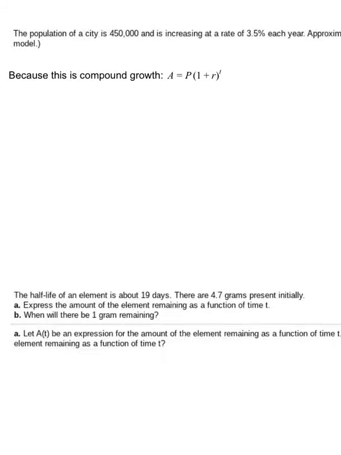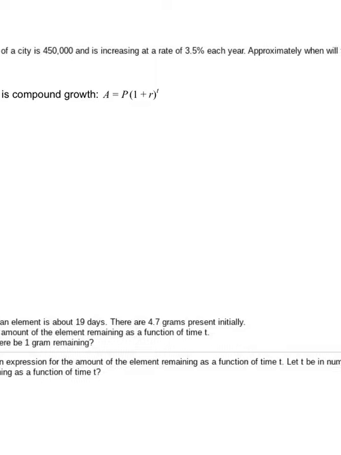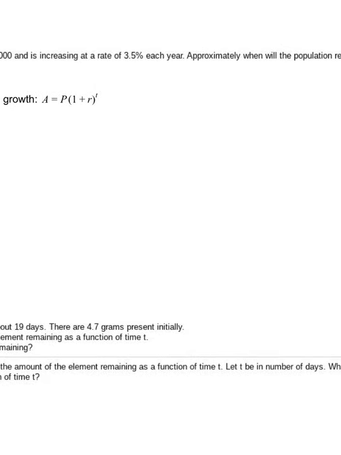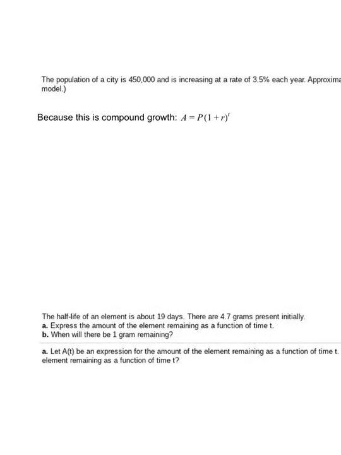Sorry about the size of the font. I copied this from my math lab. The population of a city is 450,000 and is increasing at a rate of 3.5% each year. Approximately when will the population reach 900,000? Use a compound growth model.